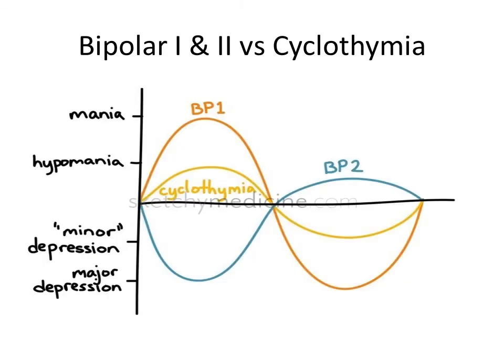Here's another diagram showing bipolar 1, bipolar 2, and cyclothymia. You can see bipolar 1 gets higher manic episodes, and they get depressed. Cyclothymia is less, with less hypomania and less depressed symptoms. Bipolar 2, they get equally depressed as bipolar 1 patients, but they only have hypomania.